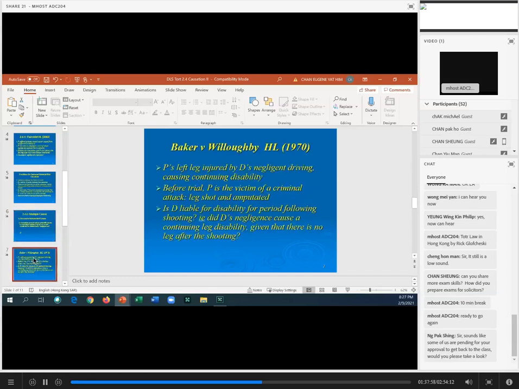This is an interesting case. I've given you the facts, but you might like to know, just to illustrate that sometimes causation can be a bit tricky, particularly when you have these multiple causes, successive independent causes. Somebody's injured, then something happens, and then three or four years later something else happens. How does the court resolve these complications? So there you are, Baker and Willoughby.